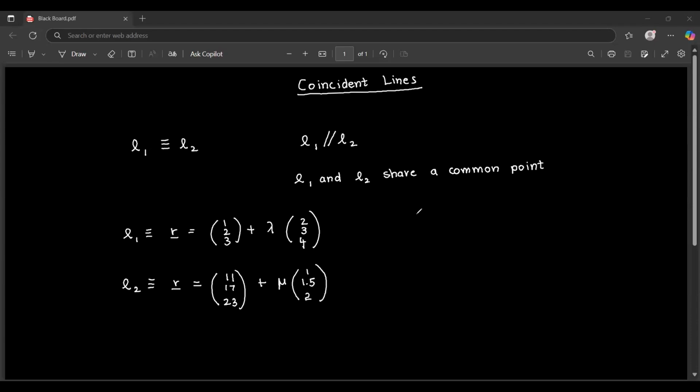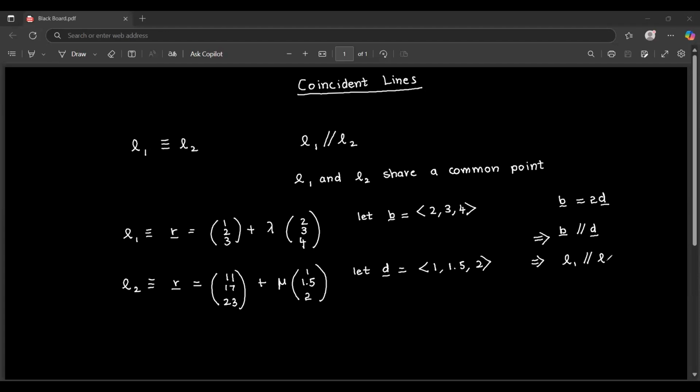First of all, you have to prove L1 is parallel to L2. For that, you have to prove the direction vectors are parallel to each other. So the direction vector here can be given as B equals (2, 3, 4), and let D equal (1, 1.5, 2). And you can say B is equal to 2D. You can multiply and see, which means B is parallel to D, which implies L1 is parallel to L2.